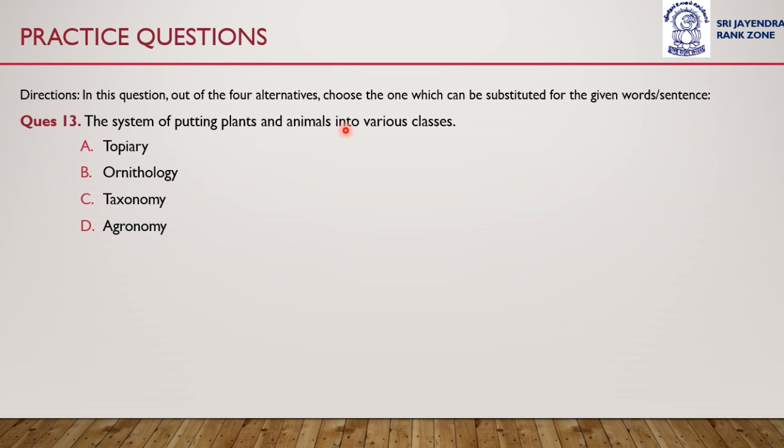The correct answer is option C, taxonomy. Taxonomy is the system of putting plants and animals into various classes. Option C, taxonomy is the correct option. Let's move on to question number 14.